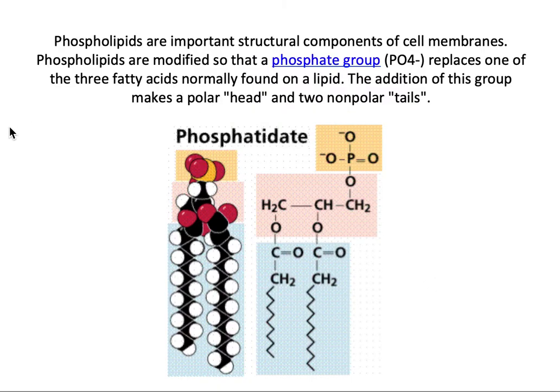Alright, so phospholipids are an important structural component of the cell membrane. Phospholipids are modified so that a phosphate group replaces one of the 3 fatty acids normally found on a lipid. The addition of this group makes a polar head and 2 non-polar tails. So this is the head, as we discussed in the previous slide, and these are the tails.